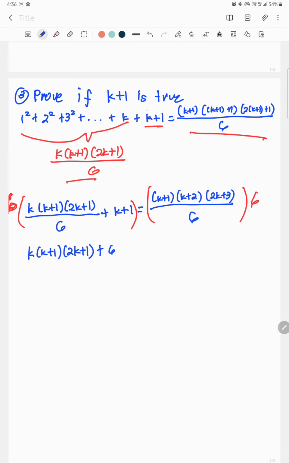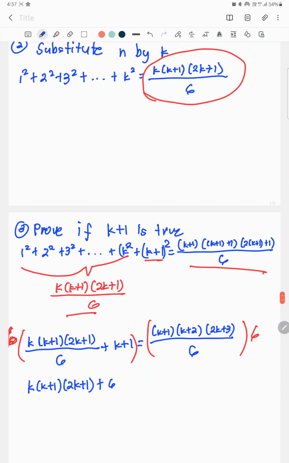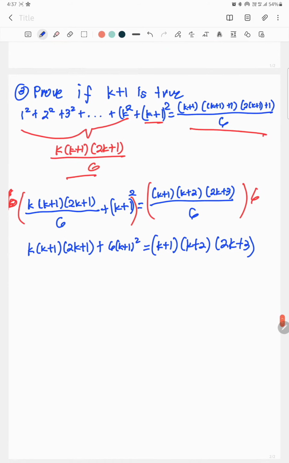Oh, this should be squared rather. I have a mistake here. It should be squared. Remember in the equation, I forgot, it will be squared. So that will be k plus 1 squared. I apologize. Make sense? So this would be k plus 1 squared. And this would be equal to k plus 1 times k plus 2, and then 2k plus 3. Does it make sense now?